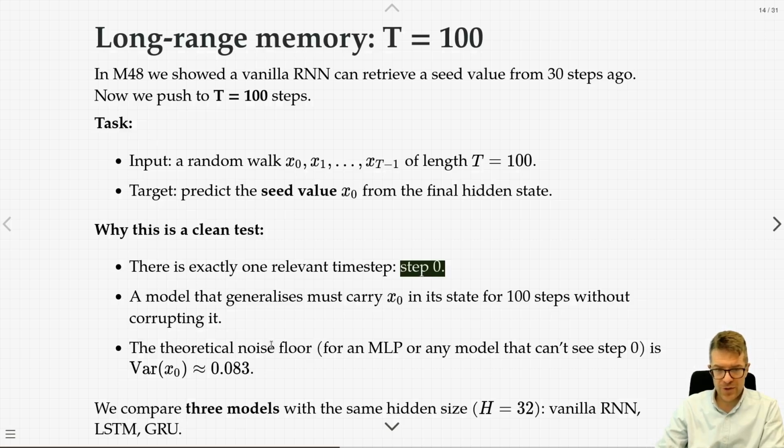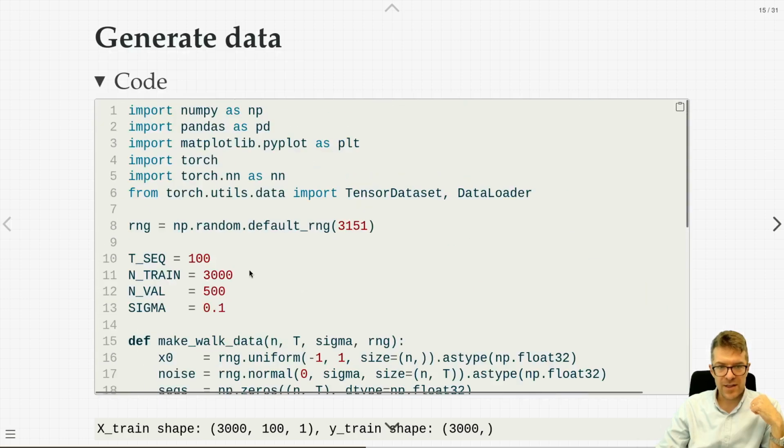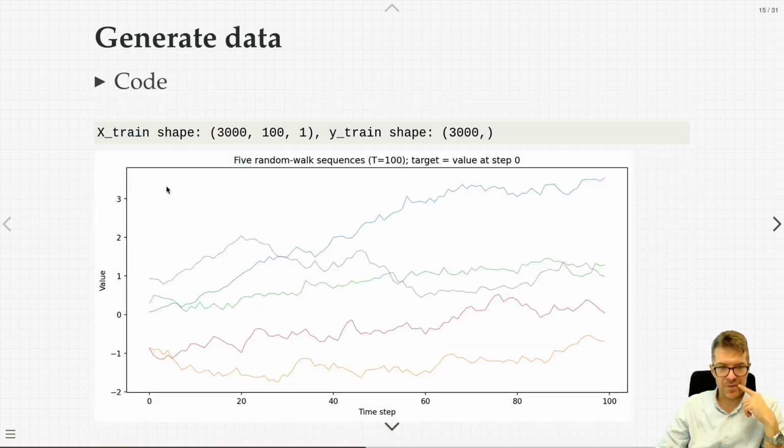So in module 48, we introduced a little bit of theory in terms of the worst possible performance for an MLP or any model that can see step 0. This will be approximately 0.083. And then we're going to compare 3 models with the same hidden state size. Vanilla RNN is going to be our baseline, and then we're going to look at an LSTM and a GRU. Here's the code that just generates the time sequence. We're going to generate 3,000 training samples, and everything else is exactly as it was in lesson 48.